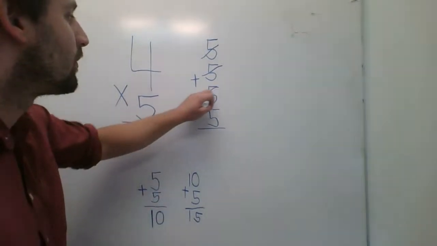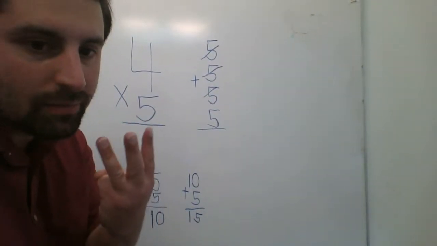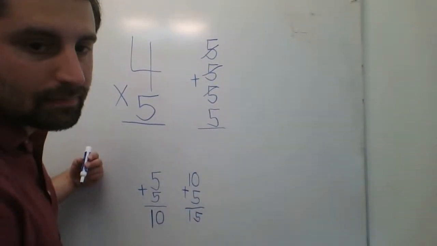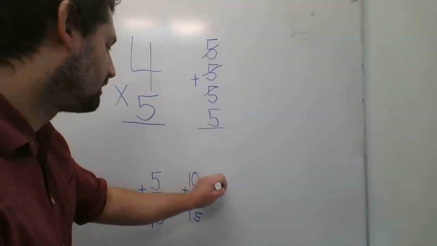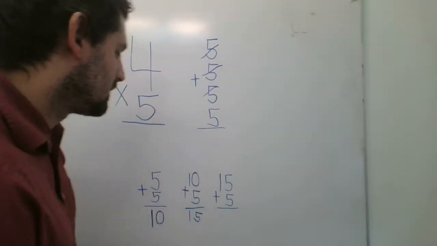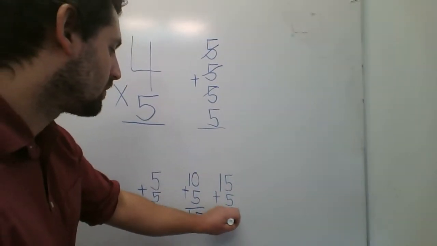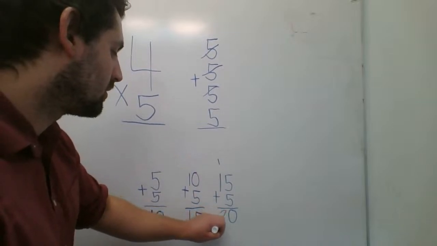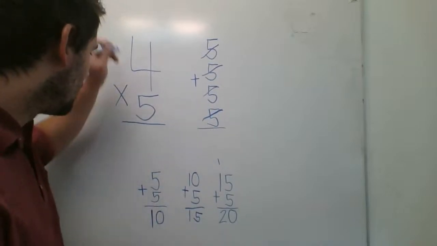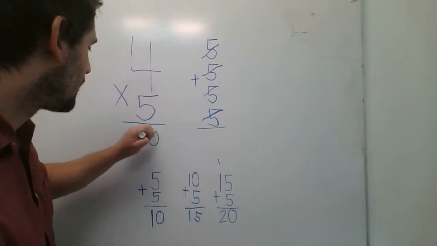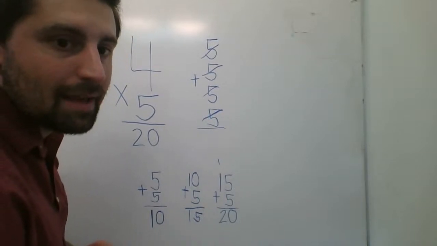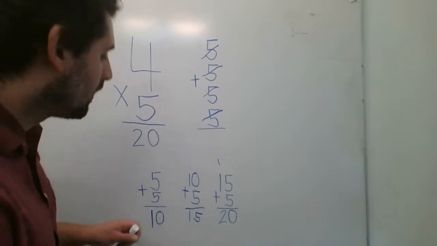So I have now added the number 5 3 times. Now I keep adding 5 to my answer. I'm going to add another group of 5. So I have 15 plus 5. 5 plus 5 equals 10. 0 carry the 1. 1 plus 1 equals 2. 15 plus 5 equals 20. I have now added 5 4 times. 4 times 5 equals 20. I am now going to do one more example.